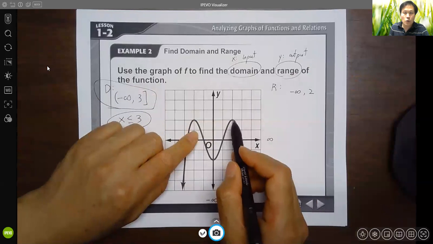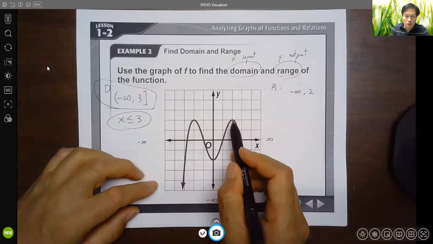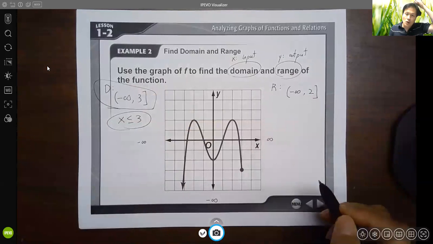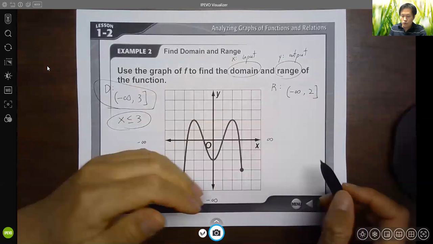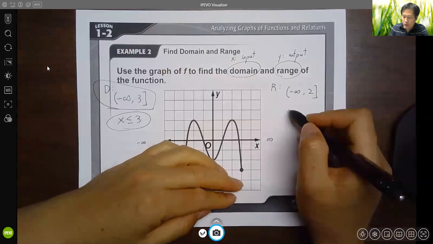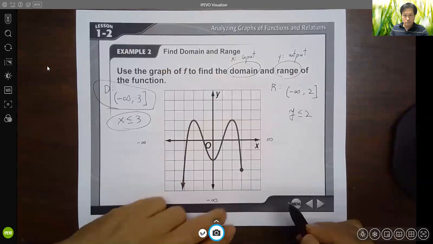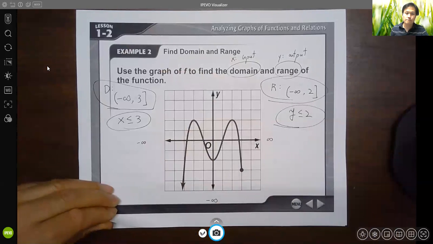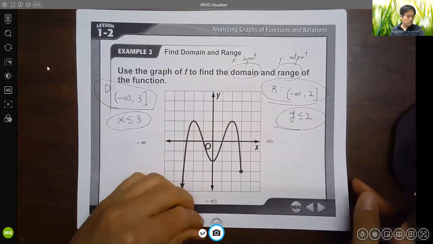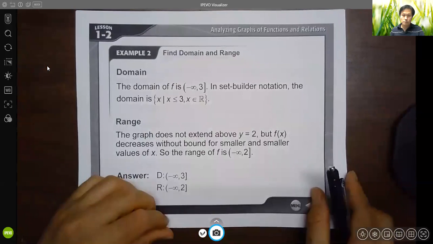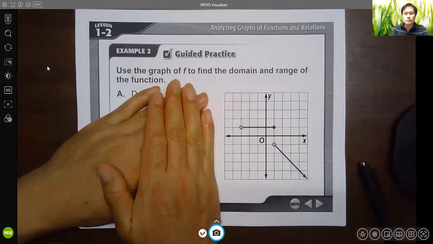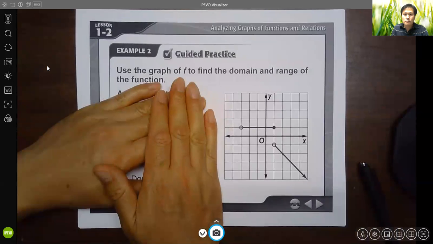So the range you can write as minus infinity to 2. At 2, you don't see a hole there. It's a solid curve, meaning it's included. So bracket. Infinity always goes with parentheses. You could write this range as y is less than or equal to 2. Inequality or interval notation, either way is okay. Now you do it. Pause the video, try to write the domain, try to write the range.